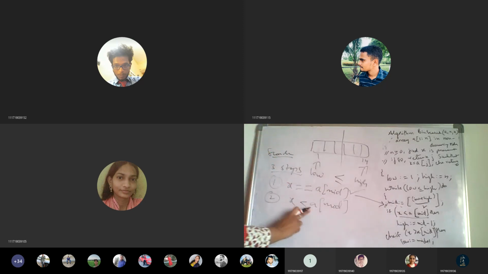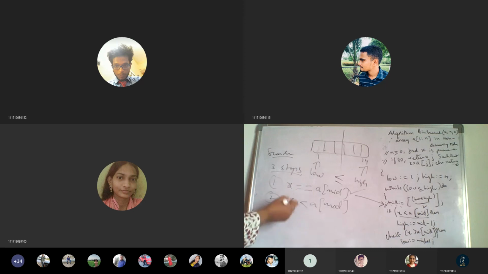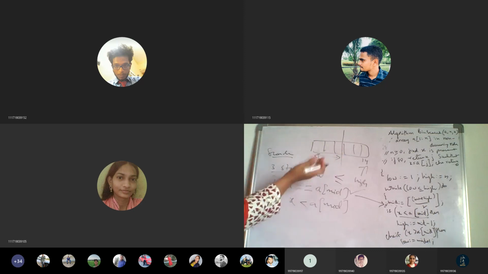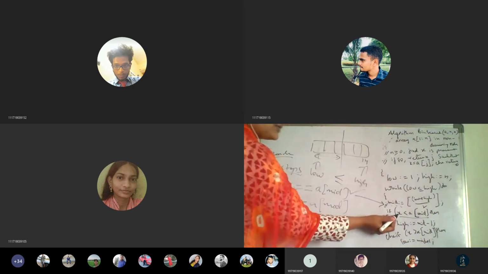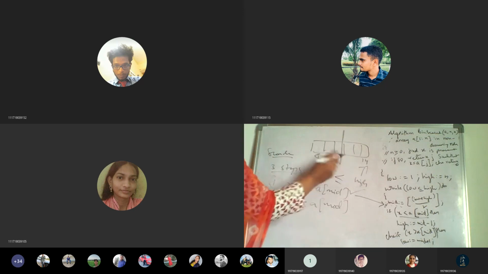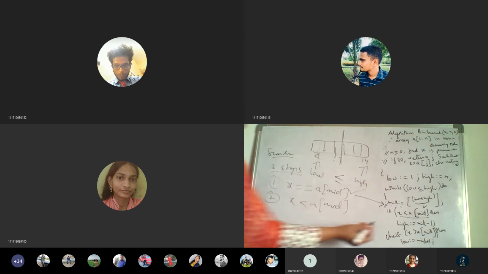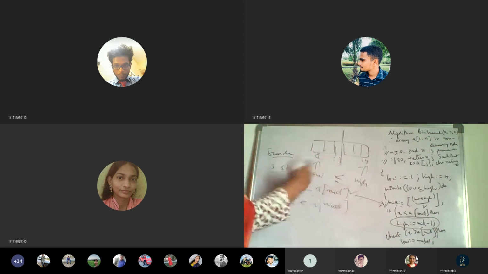After that, the second one: x is less than A of mid. If x is less than A of mid, what? The element you are going to find will be found in the left side, the lesser values portion. Always the lesser values will be in the left sublist and higher values will be in the right sublist. So if this condition is satisfied, what are we going to do? The high value will be mid minus 1. That is what we write in the algorithm: high is equal to mid minus 1.